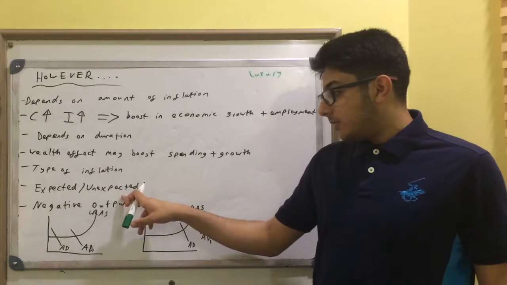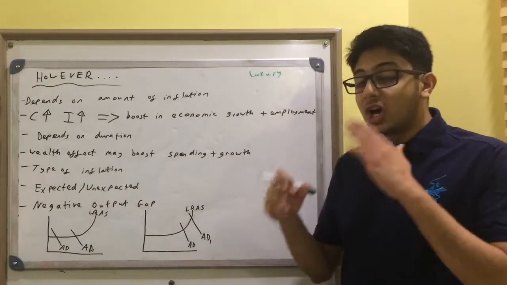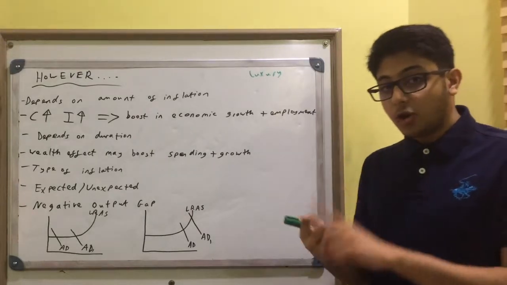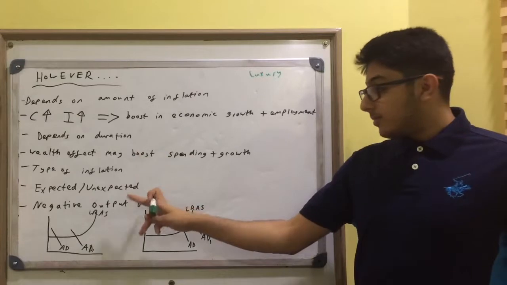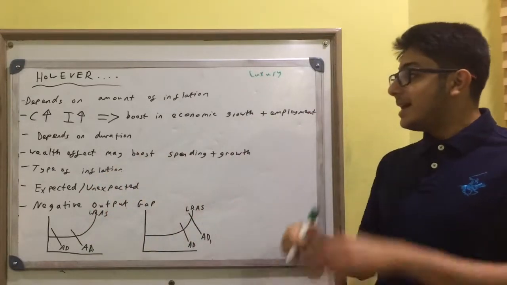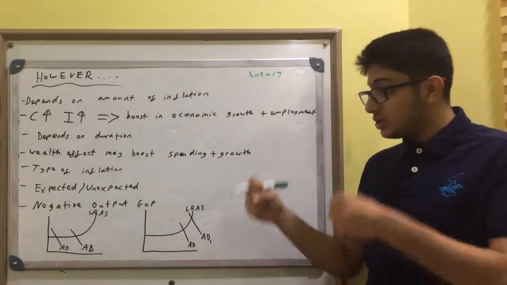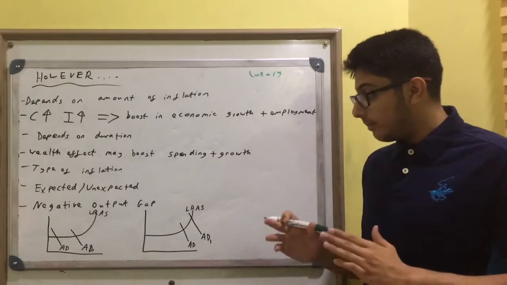Expected or unexpected inflation. If inflation is expected, things are going to be adjusted. Remember when I was talking about nominal and real? Okay, that relates to this. If it's unexpected inflation, that is worse because things are going to need time to adjust and it's going to hit you harder. Alright, it's going to hit the economy harder and it's going to have a bigger negative impact.